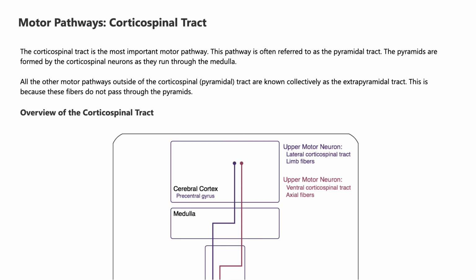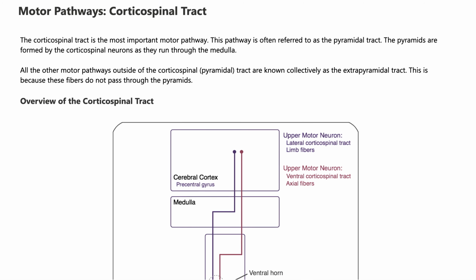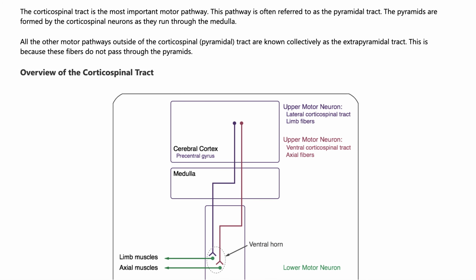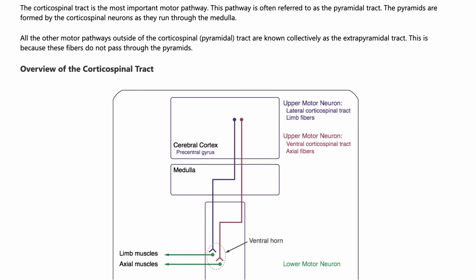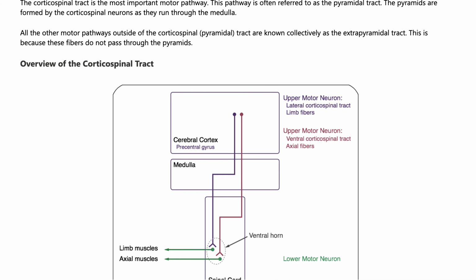Moving on, we're going to talk about motor pathways, and these involve the corticospinal tracts. This is the most important motor pathway. This pathway is often referred to as the pyramidal tract. The pyramids are formed by the corticospinal neurons as they run through the medulla. All the other motor pathways outside the corticospinal, meaning pyramidal tract, are known collectively as the extrapyramidal tracts. This is because the fibers do not pass through the pyramids.